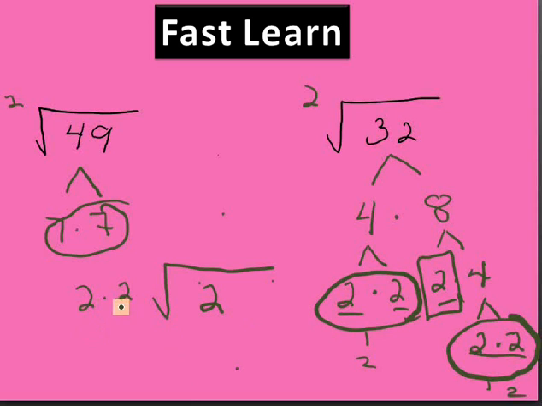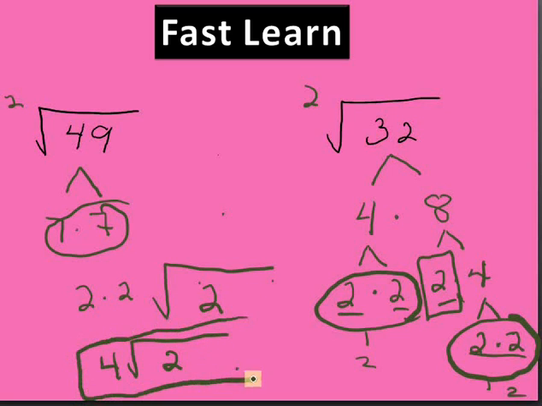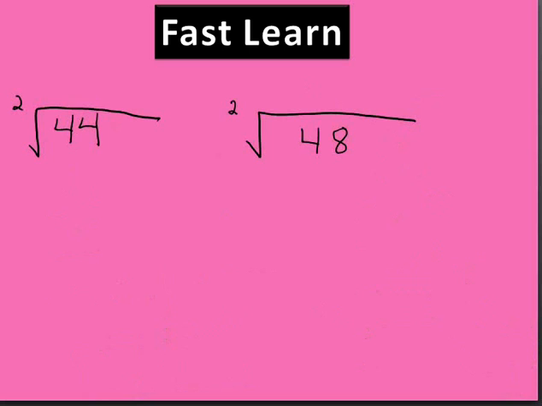Now all we have to do is work with what we pulled out of the radical to find the answer. 2 times 2 is 4. And there was not another number that didn't match, so we just bring the 2 down, and that is your answer. So you have 4 radical 2. It's really not that difficult if you think about it. It's just a matter of practice.